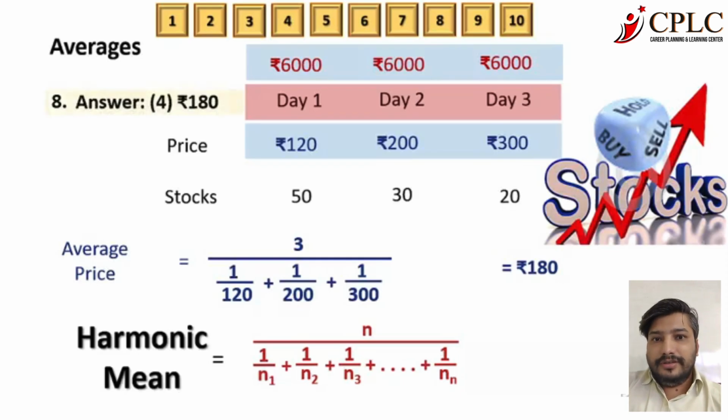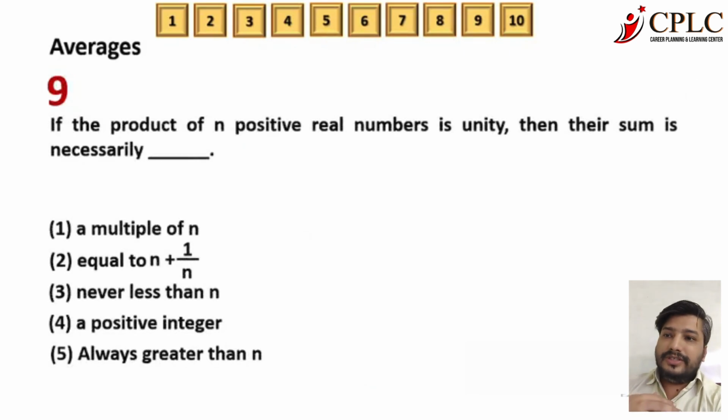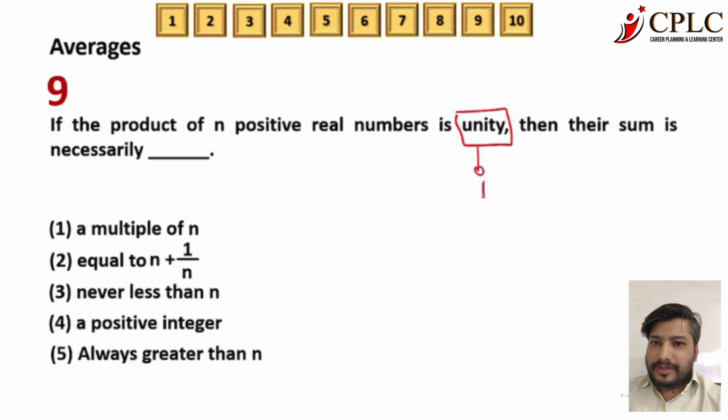So that's your 8th question, folks. Only 2 are remaining now. Let's do them very quickly, and they are very good questions. So starting with the 9th one, which says the product of n positive real numbers is unity. Now very important, this word unity. Unity is unit, which is basically 1. Okay. So product, multiplication, is 1. Then their sum is necessarily dash.